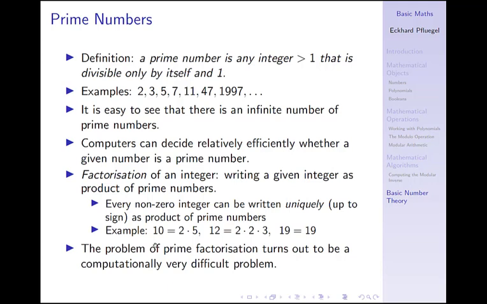So just look at the example. For example, 10 can be written as a product of the prime numbers 2 and 5. 12 can be written as 2 times 2 times 3. So basically any non-zero integer, of course unless it is a prime number already, can be written as a product of prime numbers.